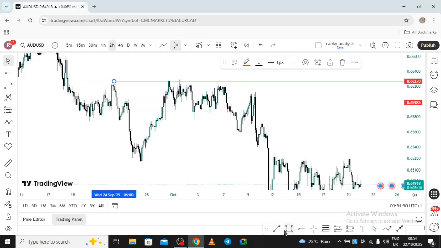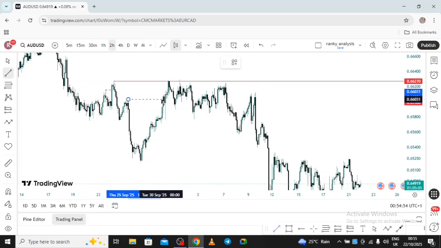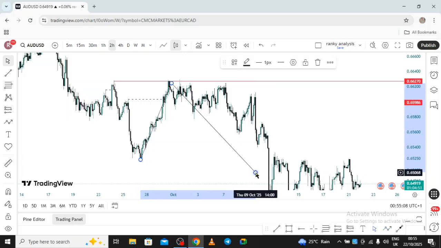Then this is our liquidity, structural liquidity, which you can see. And so look at what happened. Price came back, took out the structural liquidity, and then sold off to the downside.